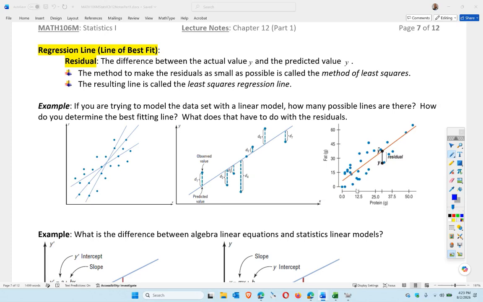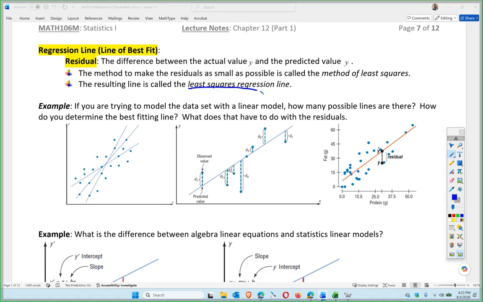Okay, so the next step in the process, after we made the scatter plot and found the correlation coefficient, is making the line of best fit, which is also known as the regression line, or the linear model, or the least squares regression line, essentially.